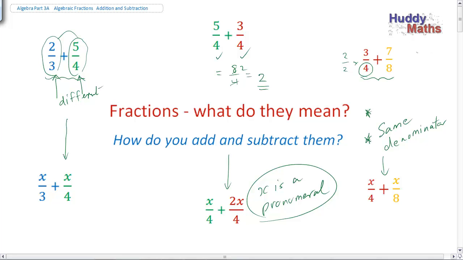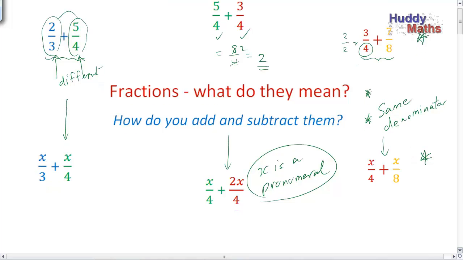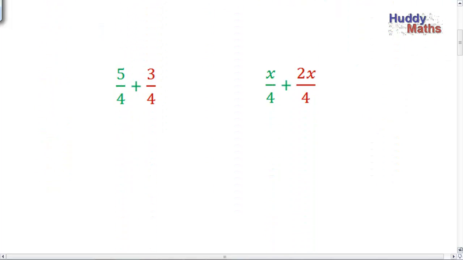So what we do up here in ordinary real number land, we should be able to do down here because x is just standing for a number, an unknown number. All right, let's go and investigate this. I think you'll get excited about this one. So come down now and let's just review what we do with fractions ordinarily.